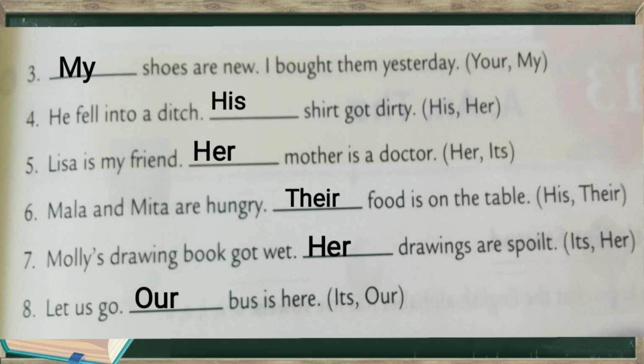Fourth one. He fell into a ditch. Dash shirt got dirty. He is a boy. So for a boy, which word do we use? Do we use his or her? We use his. So, he fell into a ditch. His shirt got dirty.